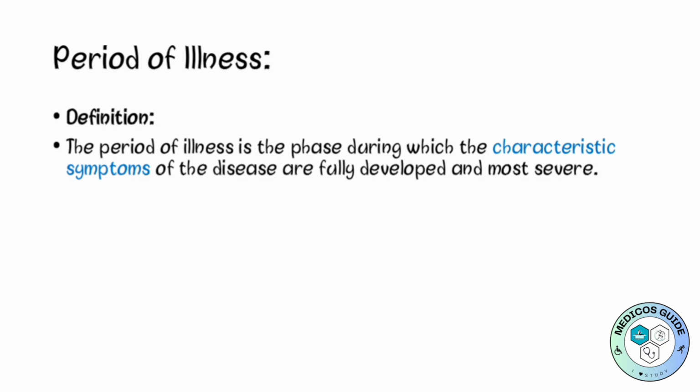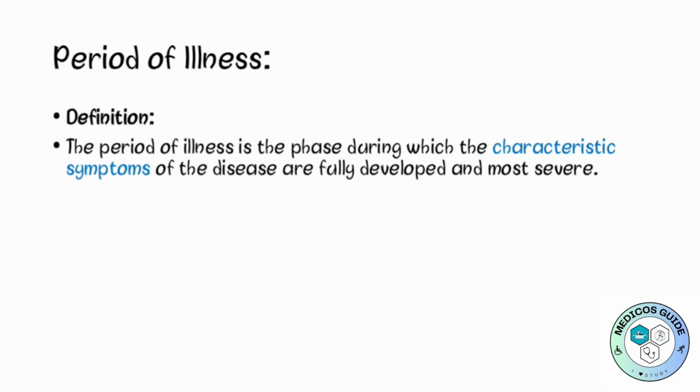Next comes the period of illness. This is when the disease hits you full force. You have all the classic symptoms like coughing, sneezing, or high fever. It's like being stuck in bed with a bad flu. Examples include having a fever and body aches with the flu, or experiencing stomach cramps and diarrhea with food poisoning.